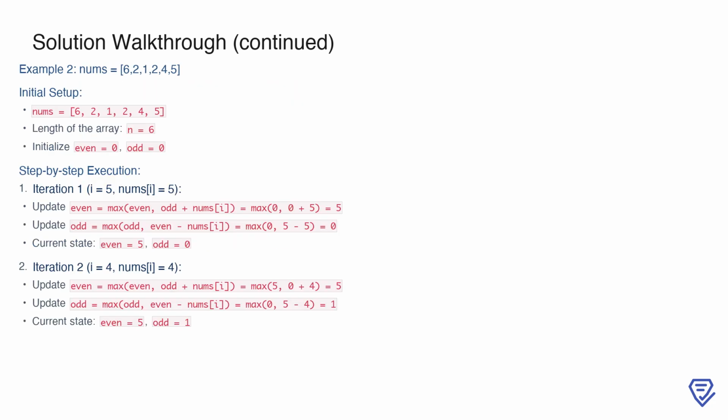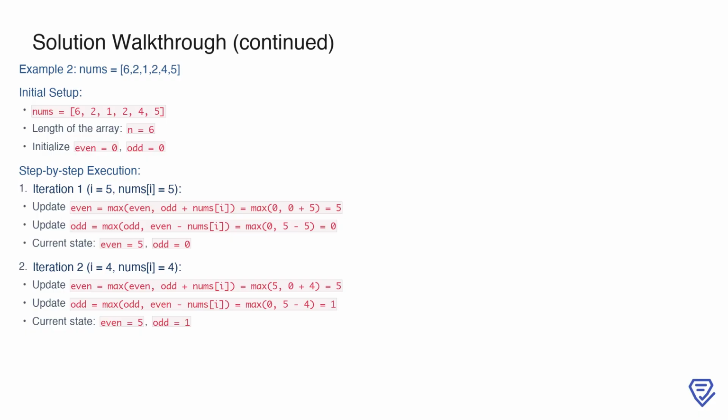Let's analyze the second example with nums equal to 6, 2, 1, 2, 4, 5. The array length is 6, and we initialize even and odd to 0. Starting with the last element at index 5, which is 5, we compute even as 5, the maximum of its current value and odd plus the current number. Odd remains 0, as it is the maximum of its current value and even minus the current number. At this point, even is 5, and odd is 0.